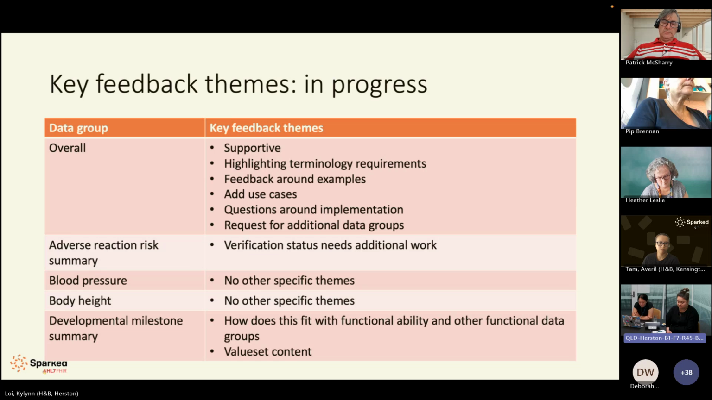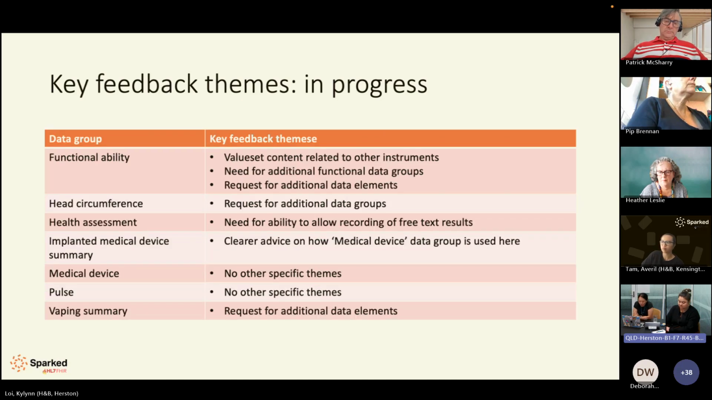For adverse reaction risk summary, there were notes around verification status, which we'll be talking about, and developmental milestones. There was quite a lot of commentary around how that fits with functional ability and other functional data groups, as well as the value set content, and we will also talk about this one.